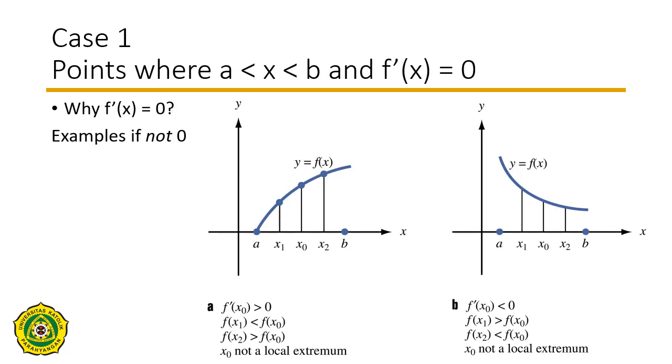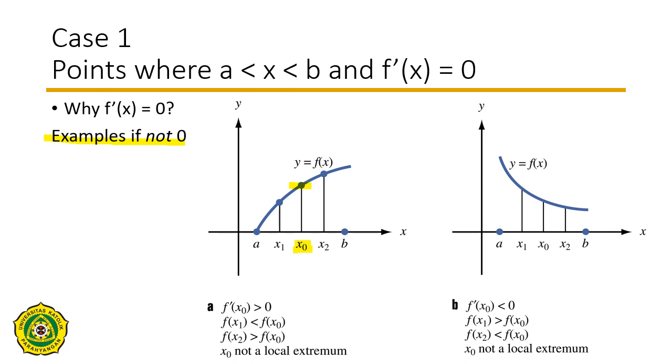The first case is checking where the first derivative of f(x) equals 0. You may ask why we want to check that. Well, let's see examples where it is not 0. Let's see the example on the left. Let's say our point is x0. We take the derivative at this point, and we can see that the derivative here is positive, because the slope is increasing.